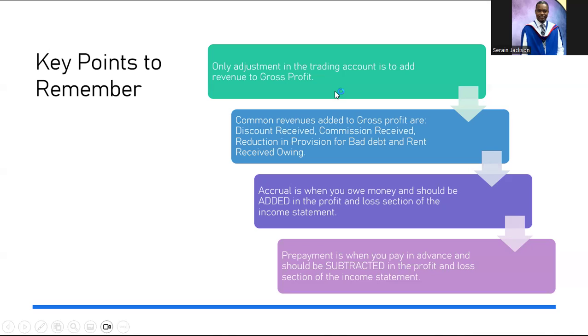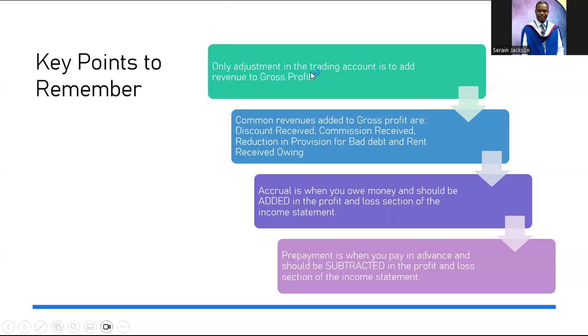So nothing really changes up until the point when you are finishing your trading account. You know that the trading account finishes at gross profit. So when you reach the gross profit, that is where you will start to see a difference, or that is where you can start now making adjustments.